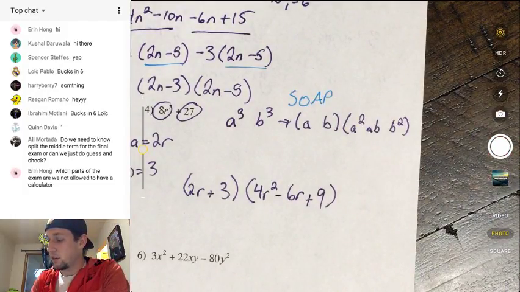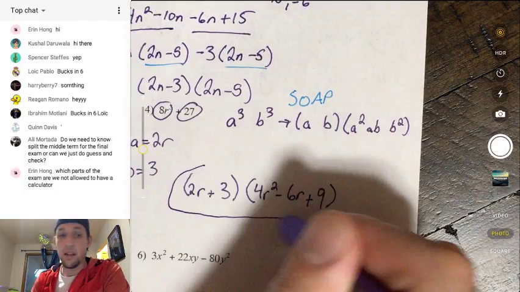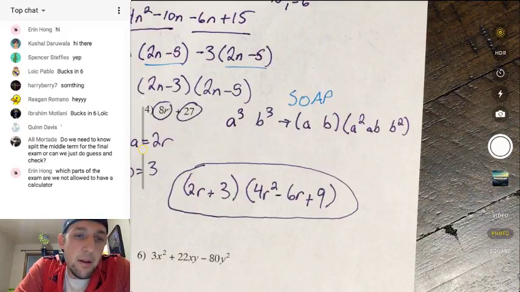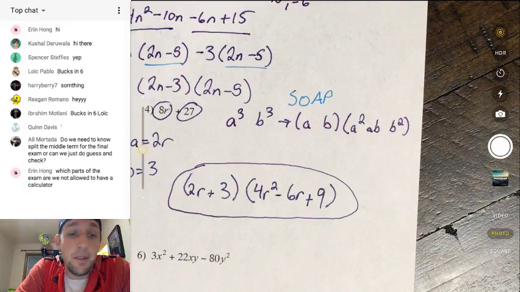Again, the cubes rule only works if you have everything as a perfect cube, but that one can work with addition or subtraction. Aaron asked which parts of the exam we are not allowed to have a calculator. None of them. You can use a calculator on the whole thing. So enjoy that. You're welcome.